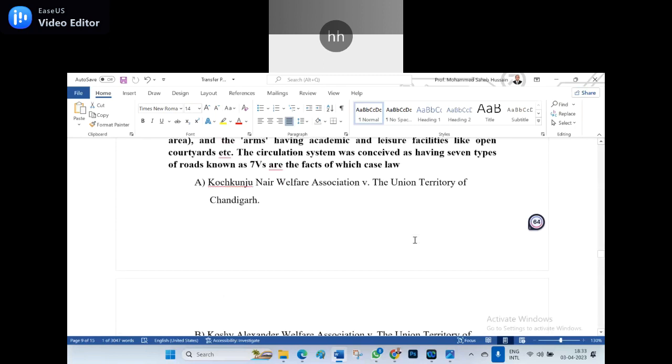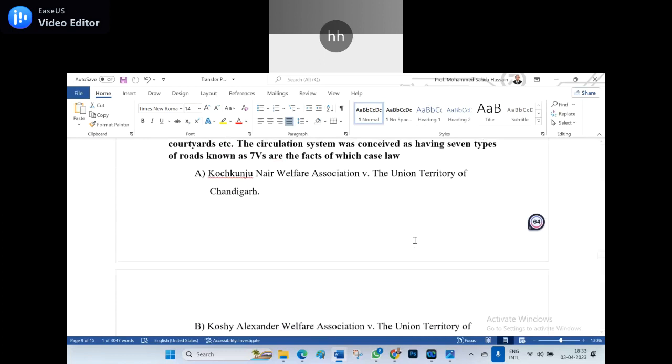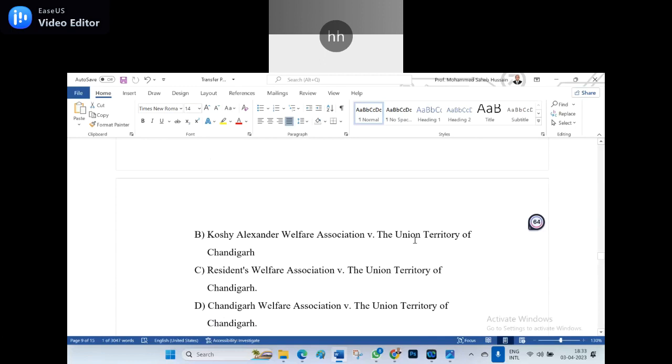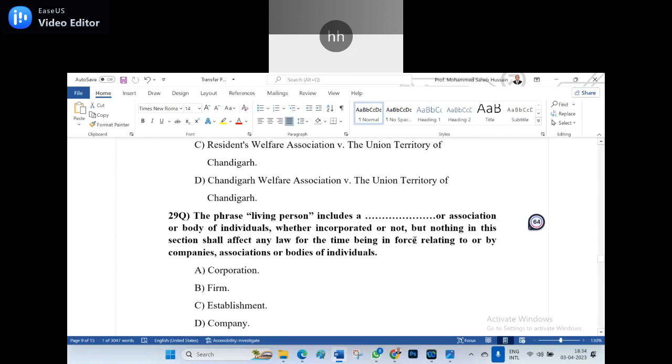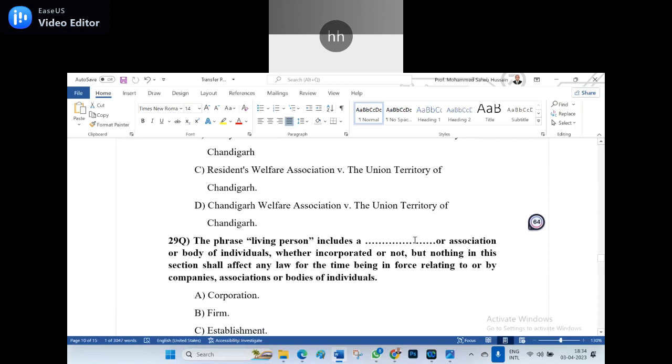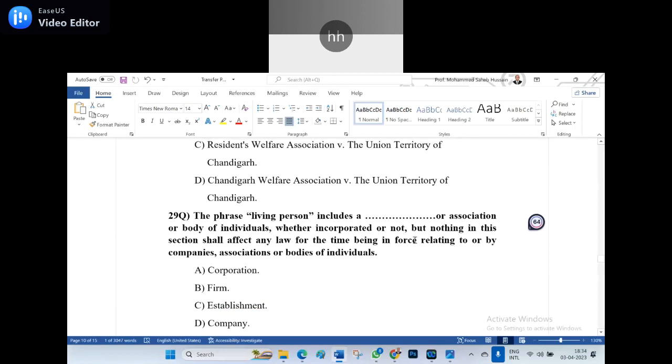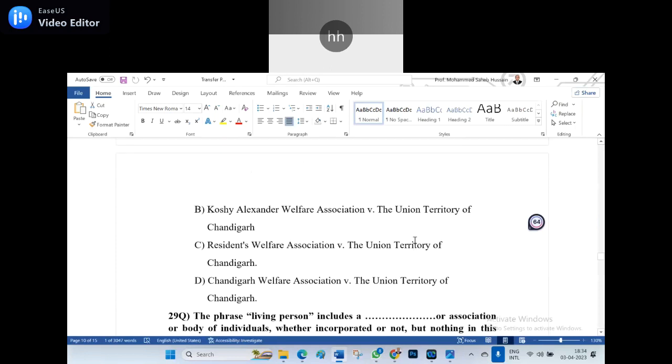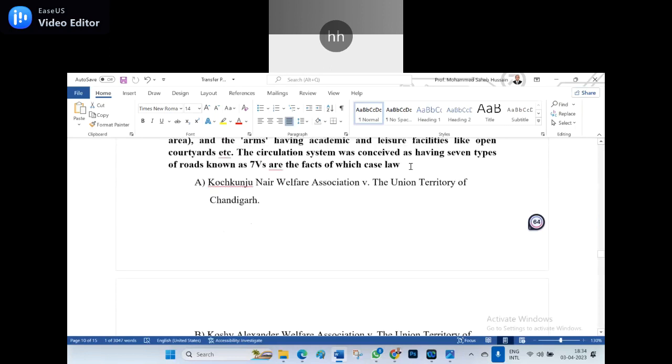I have given A. Kuchukunju Nair Welfare Association versus the Union Territory of Chandigarh. B. Koshi Alexander Welfare Association versus the Union Territory of Chandigarh. C. Residents Welfare Association versus the Union Territory of Chandigarh. And D. Chandigarh Welfare Association versus the Union Territory of Chandigarh. In which case law is this decided?